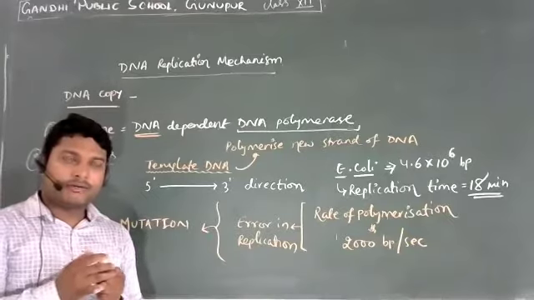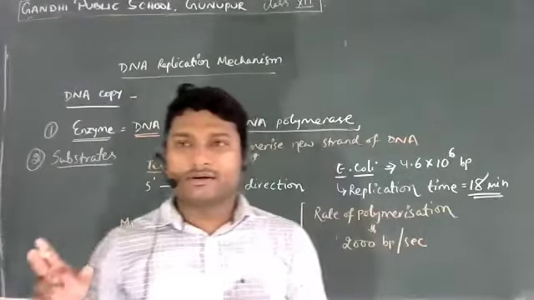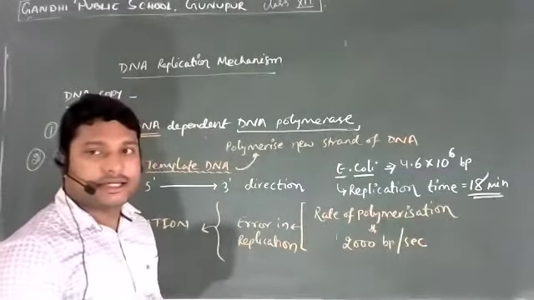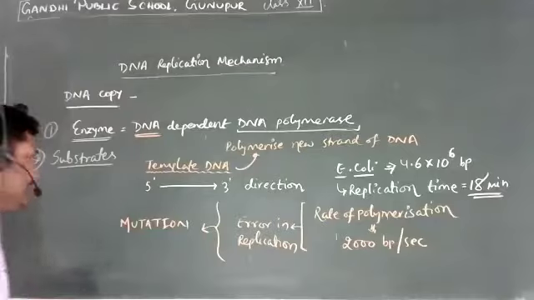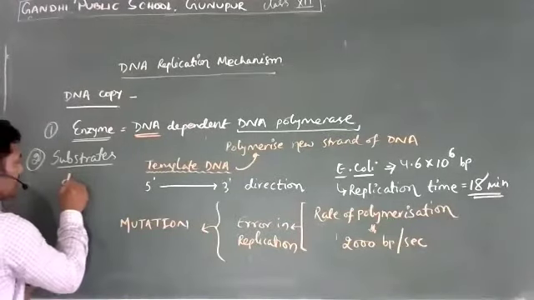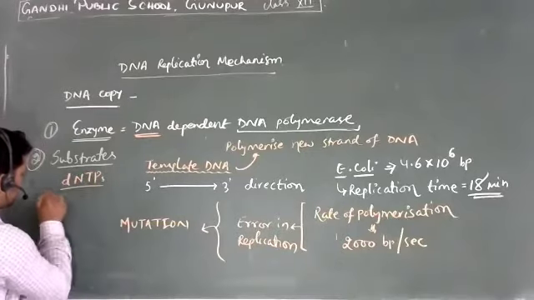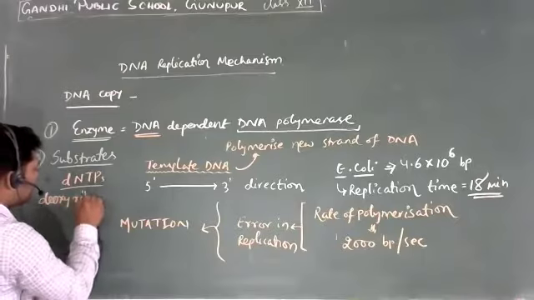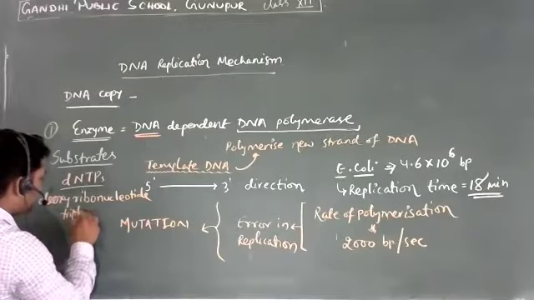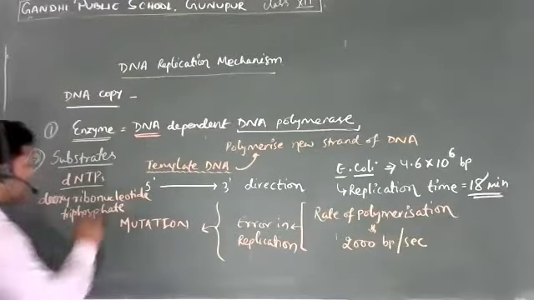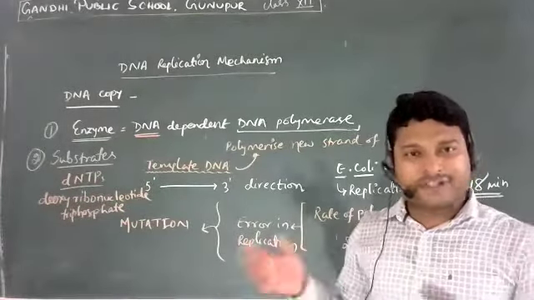Think. What is the monomeric unit here? Nucleotide, sir. Okay, somewhere near that. So what happens is we have something called deoxyribonucleotide triphosphates, or dNTPs. To give you an example, you have deoxyadenosine triphosphate, right?